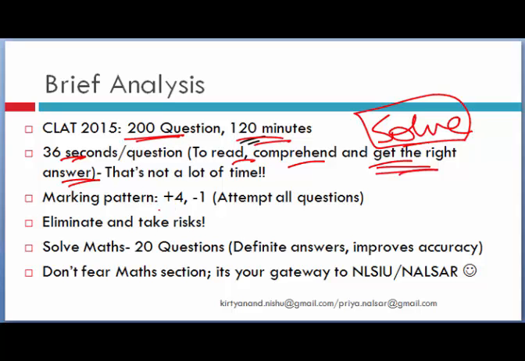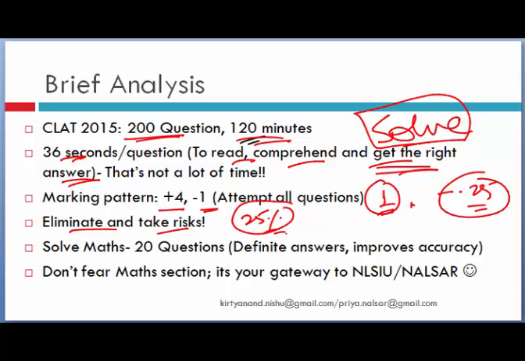Now the marking pattern: the ratio is +4 and -1, or you can also say for every correct answer you get 1 mark and for every incorrect answer you get -0.25. So whenever you face a ratio of +4 -1 in examinations, eliminate options and always take risks. Even if you don't know the answer and go by a complete fluke, your probability of getting a correct answer is 25%. The moment you eliminate any of the options, your probability increases, and in a scoring pattern of +4 -1, it always helps.